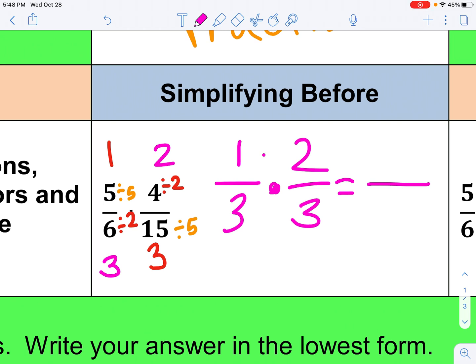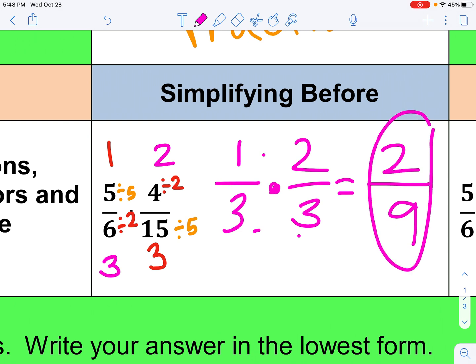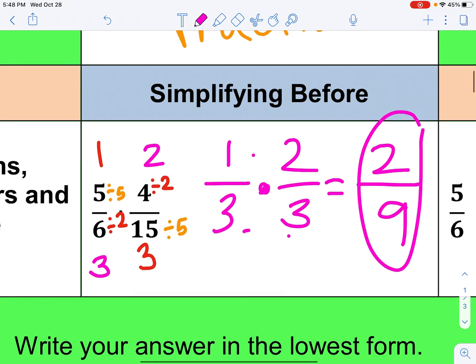Alright, so when we do this, we multiply straight across. 1 times 2 is 2. 3 times 3 is 9. So our fraction when we multiply is 2/9.